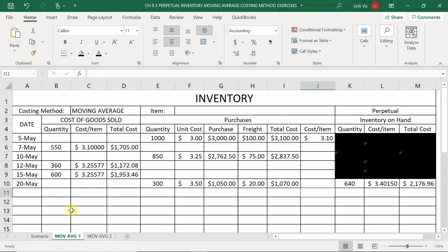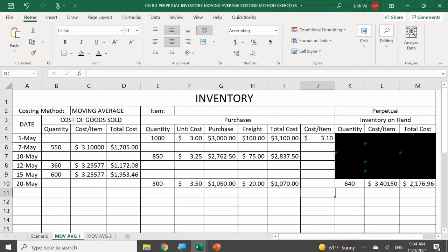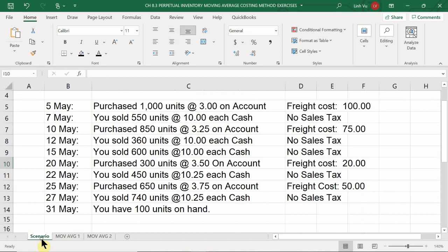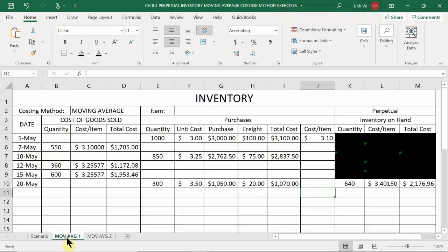So what you're going to be noticing is that the quickest and easiest way to go through this is, since you're going to be updating your quantity and your total cost, you could go ahead and drag your formula all the way down in the middle to constantly calculate the average cost per item. Okay. So then May 22nd rolls around and I sold 450 units at $10.25.